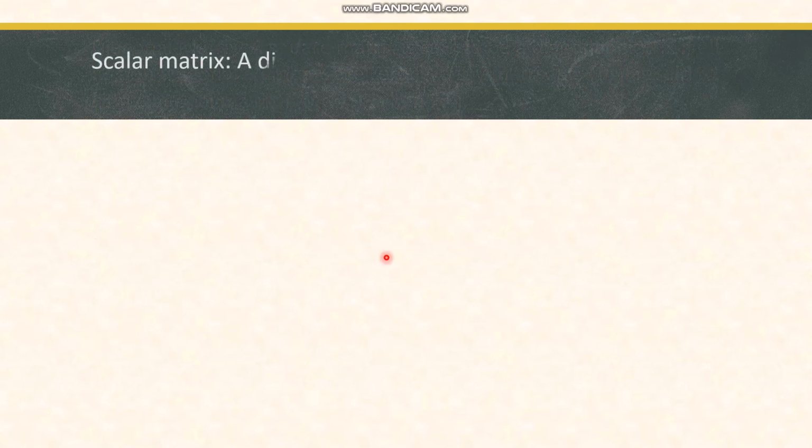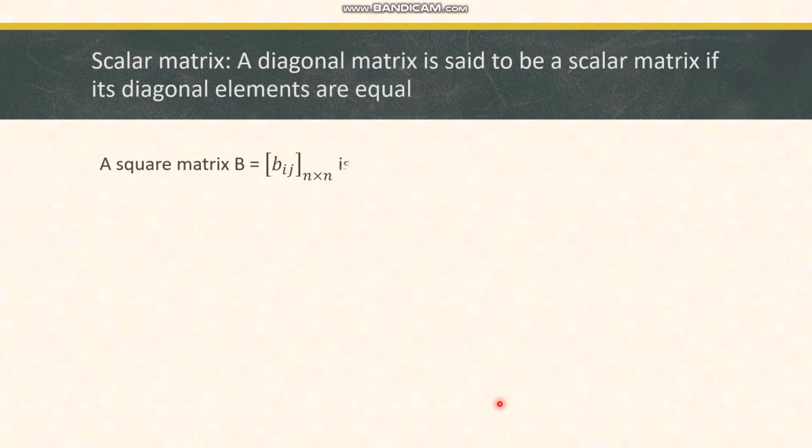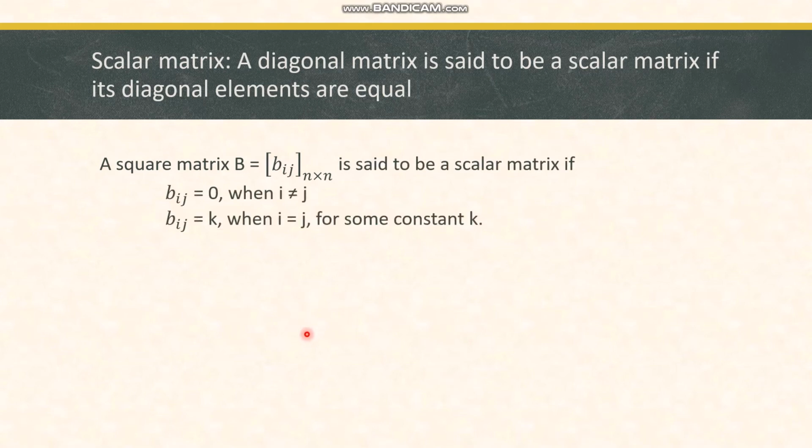The next one is the scalar matrix. A diagonal matrix is said to be a scalar matrix if its diagonal elements are equal. So if all the diagonal entries are equal, then such a matrix is a scalar matrix. For example, if you look here, minus 1, minus 1. The entries on the diagonal are the same, so it's a scalar matrix. Again, in this example, you see 2, 2 and 2. All the entries on the diagonal are the same, so it's a scalar matrix.